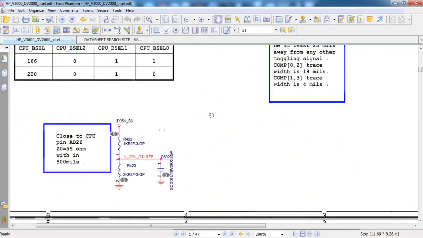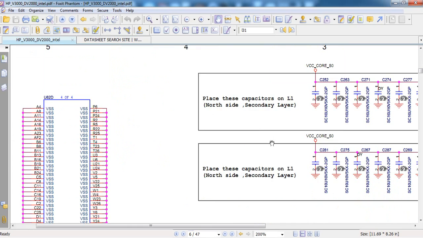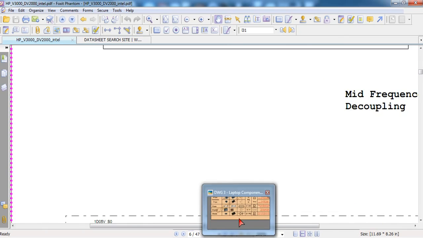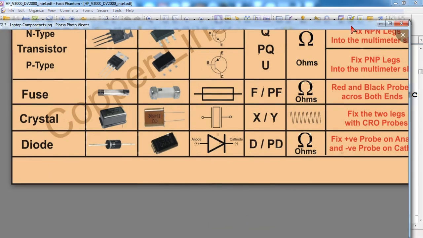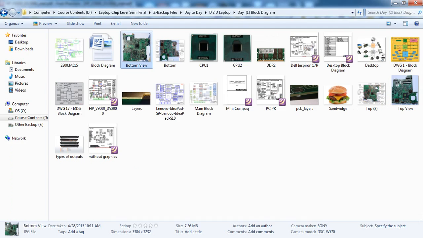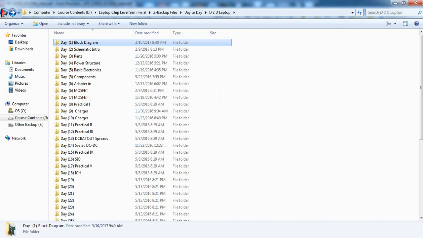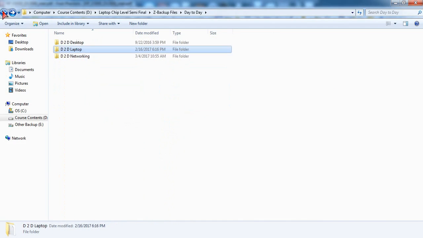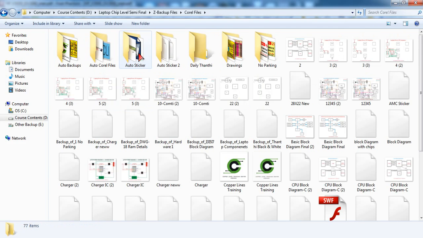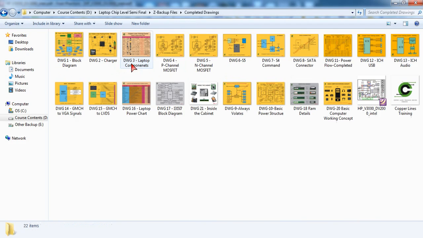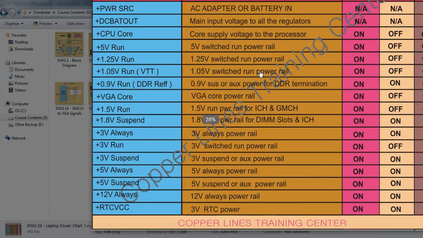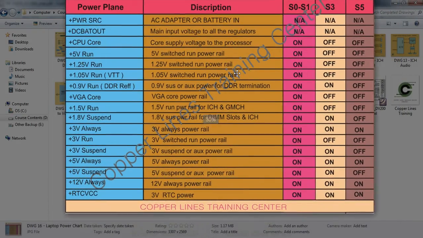And in our next video, let's see the important signals, important voltages used on the laptop motherboard. This is the voltage chart. These are all the voltages.